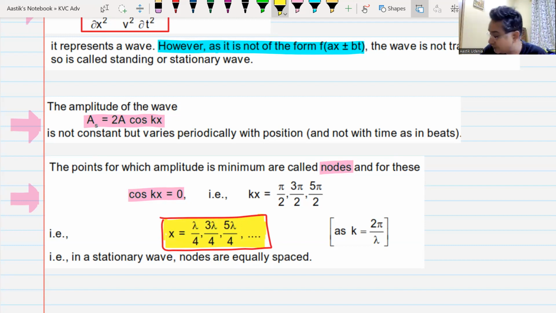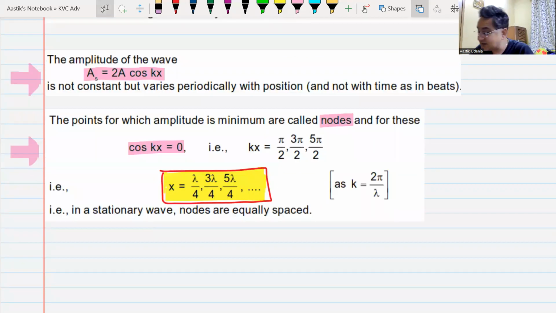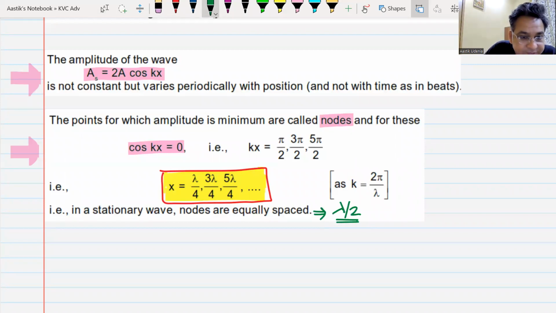Similarly, there will be points. In stationary waves, nodes are equally spaced and the distance between the two nodes is lambda by 2. Don't forget this. Important point. Golden point. Do we understand this? Or has this gone above our head, saying bye bye, sir?